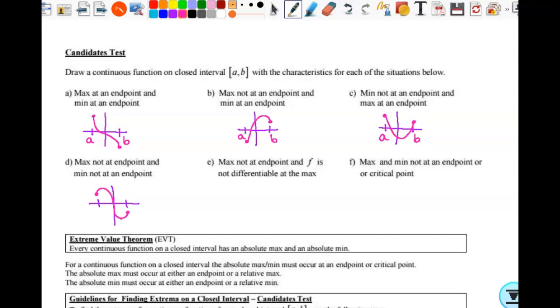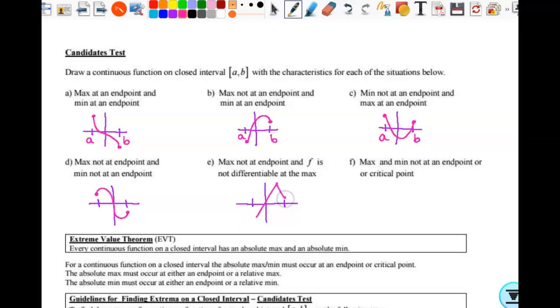It's going to have to curve back up. All right. What about max not at an endpoint and not differentiable at the maximum? So it doesn't say anything about your minimum. What are some reasons that a cusp would be a good one? A hole. But if you have a hole, is it going to be a maximum? Because if there's a hole there, there's not a value, so it can't be a maximum. Does that make sense? But that would make it not differentiable.